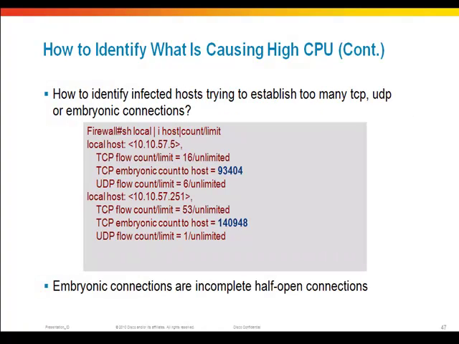And this is a very handy command, show local-host | include count limit. This will give you that nice little output about all the hosts and how many TCP, UDP, or embryonic connections they have established. So if you see one host establishing too many TCP or UDP connections, then you can go to that computer and see why. Maybe they are infected, maybe they have adware, spyware, something there, and you can clean it up, or you can disconnect that from the network and do a good cleanup.